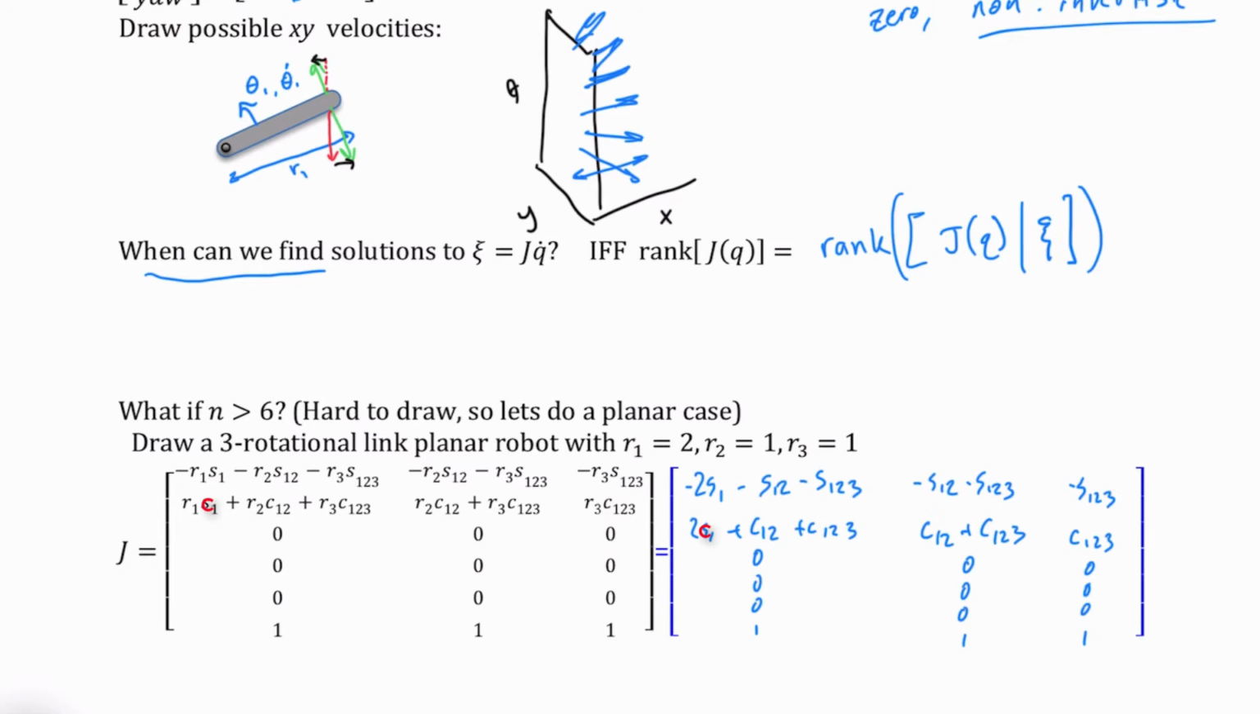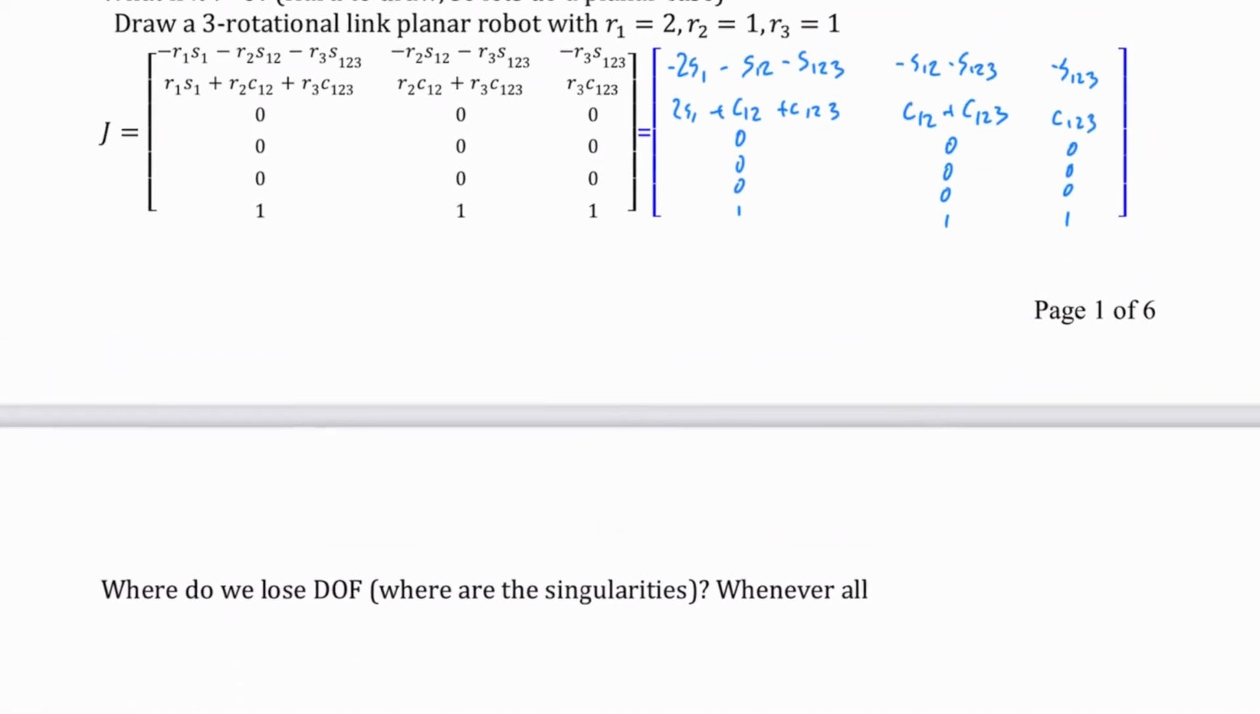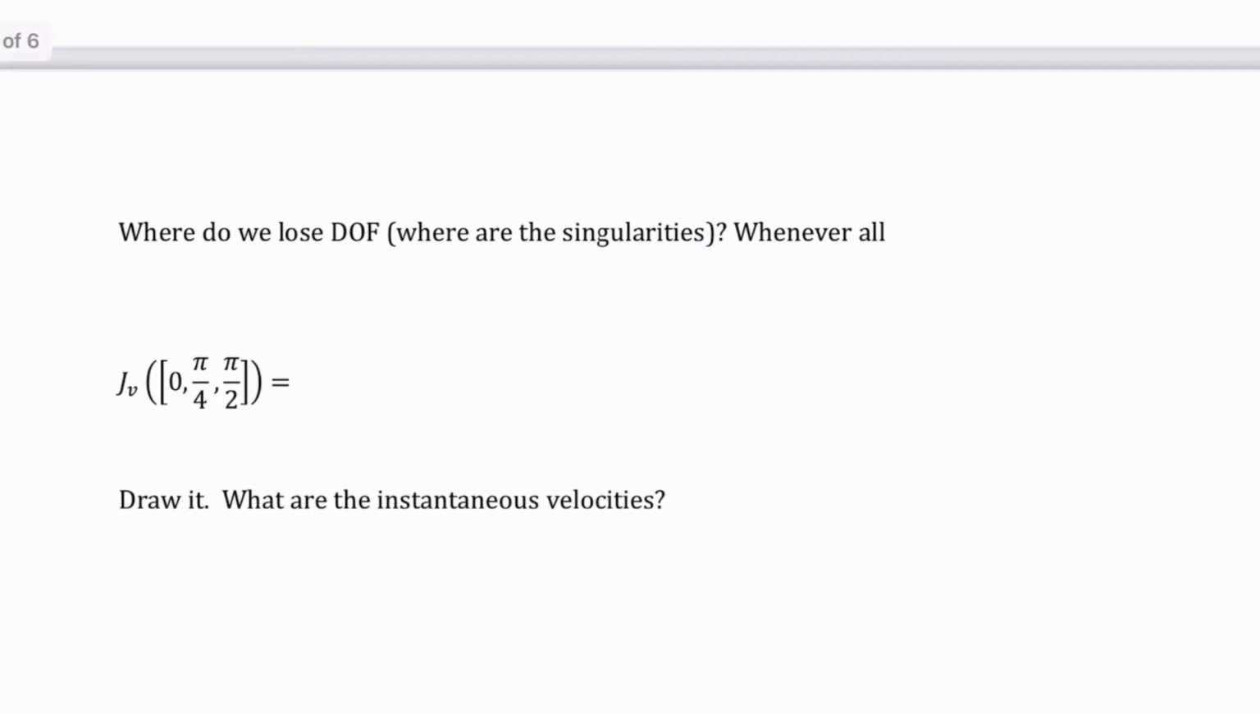And so only if my velocity fits in this range space am I going to be able to do that. And so where do we lose degrees of freedom? Well, that is a question that says, where are the singularities? Whenever theta i is equal to k_i times pi, for i greater than 1. We don't care about the first degree of freedom, but for everybody else, if they are lined up, so I can draw that.